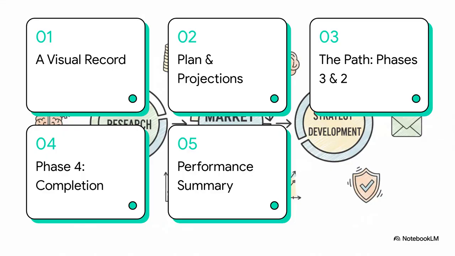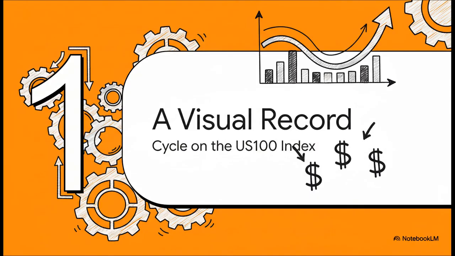So here's what we've got on the agenda. First, we'll look at the visual record and the initial plan set up in Phase 1. Then, we'll trace the actual path the market took through Phases 3 and 2. After that, we'll watch the cycle wrap up in Phase 4. And to finish it all off, we'll do a little plan versus reality in the performance summary. All right, let's get right into it.